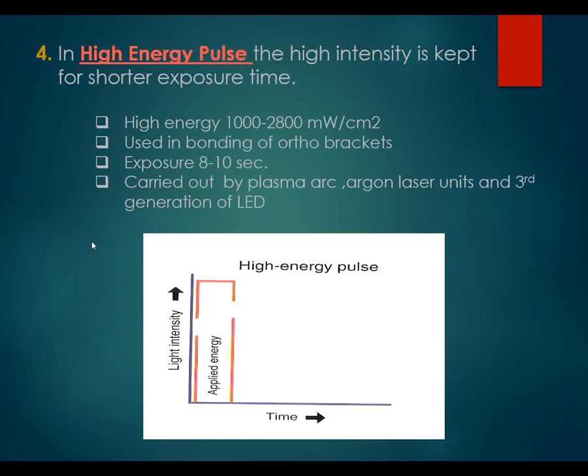In high energy pulse, the high intensity is kept for a shorter exposure time. High energy is 1000 to 2800 microwatt per centimeter square, which is irradiance. Used in bonding of ortho brackets. Exposure is just for 8 to 10 seconds. Carried out by plasma arc, argon laser units and third generation of LED light cure.